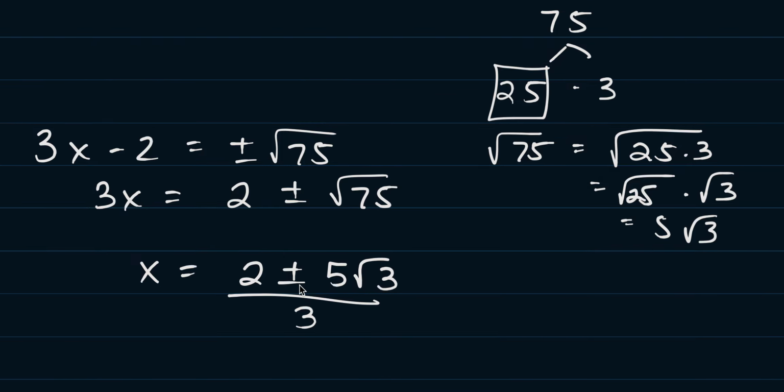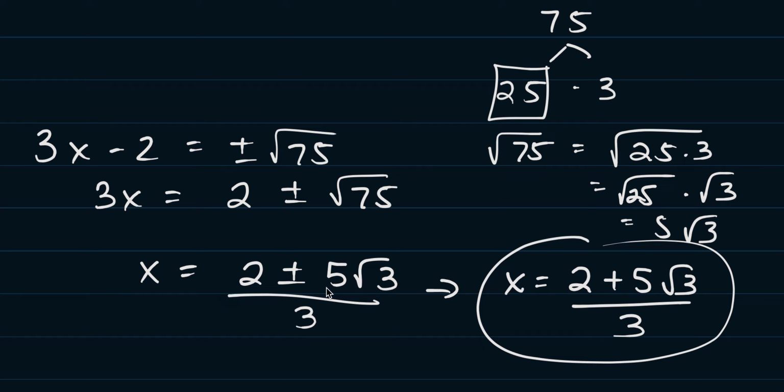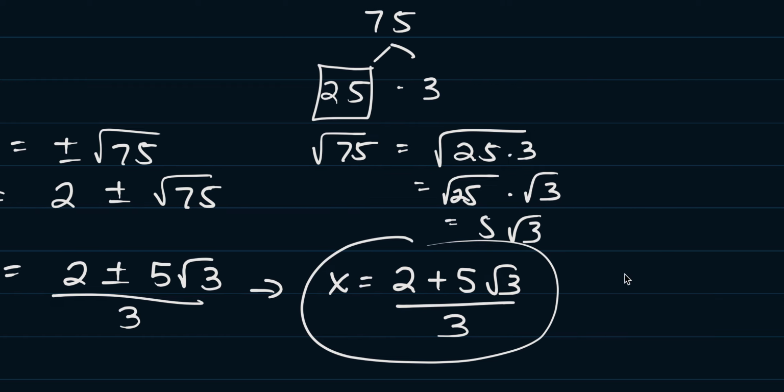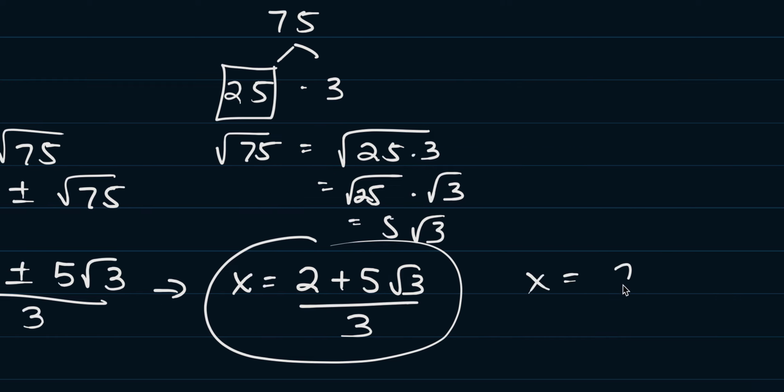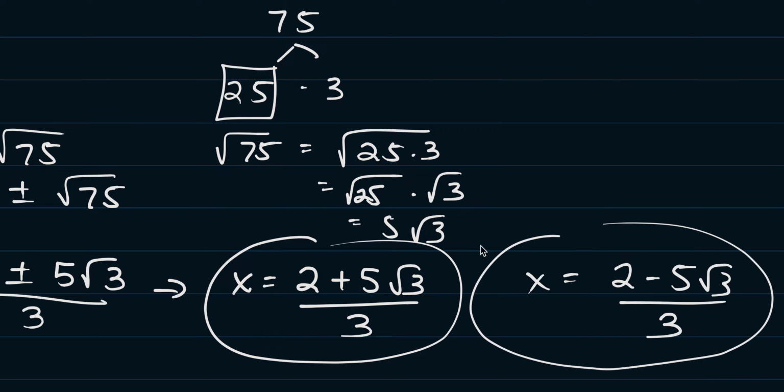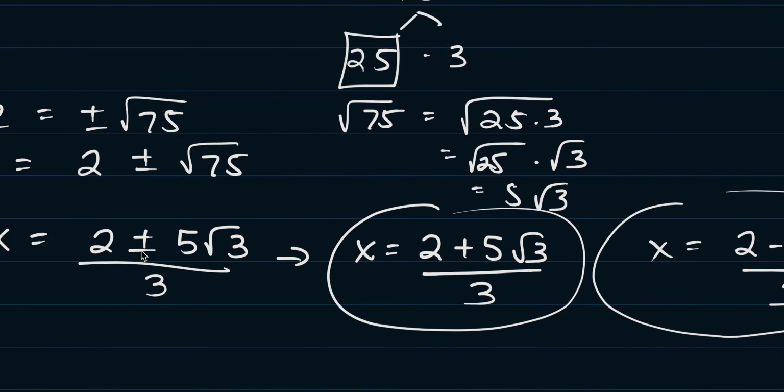Okay, so from there, I'm basically done. Let's write our two answers separately. So x is equal to 2 plus 5 root 3 over 3. That's one of the answers. And x is equal to 2 minus 5 root 3 over 3. That's the second answer. So this way we've written it, we're getting two answers in a condensed state.